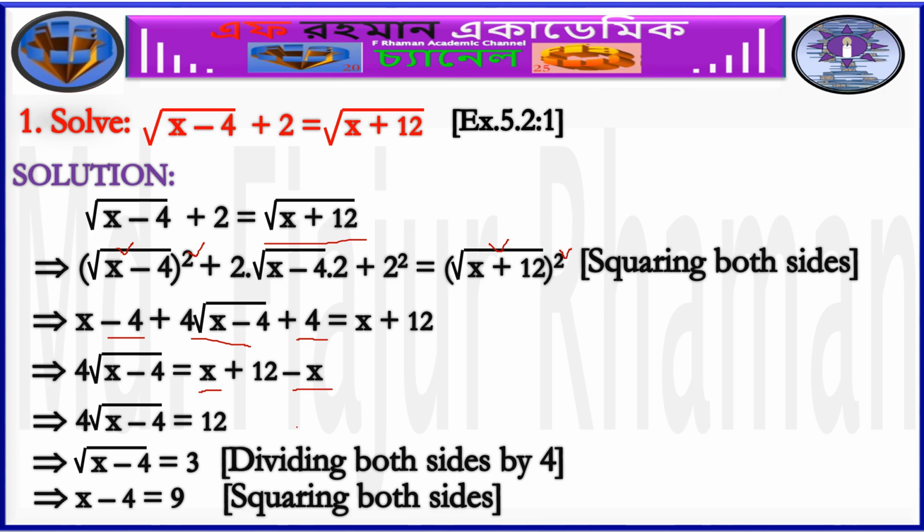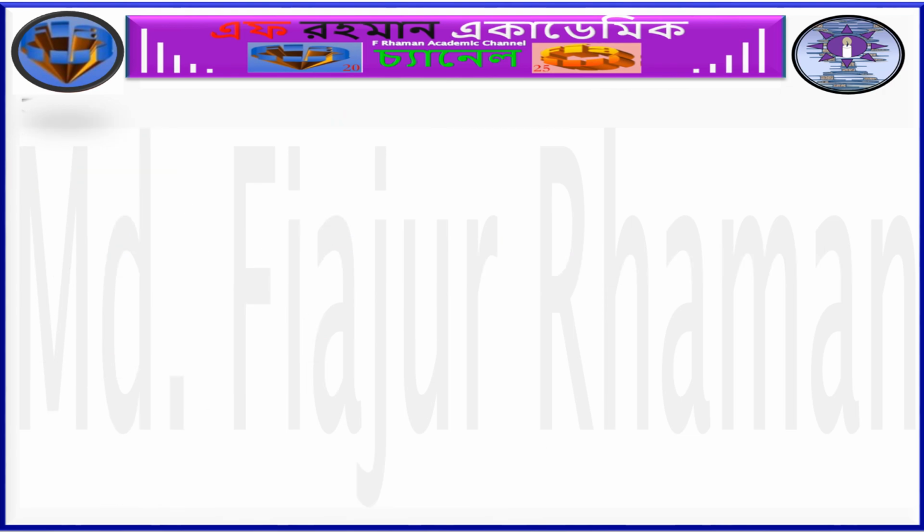Transposing the term 4 from the left hand side to the right hand side, we get x is equal to 9 plus 4. Therefore, x is equal to 13.